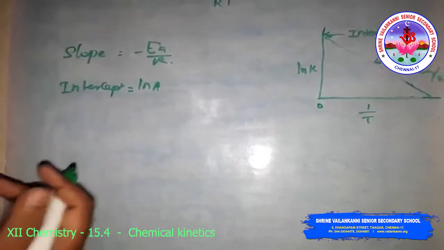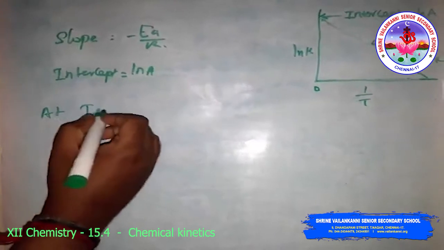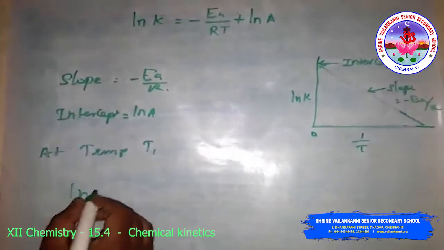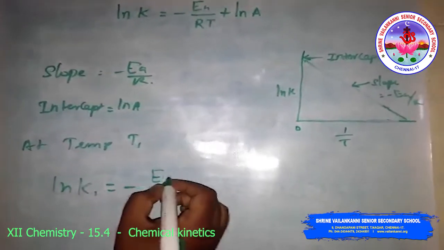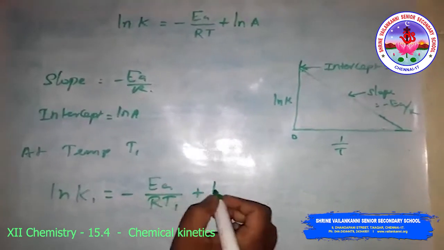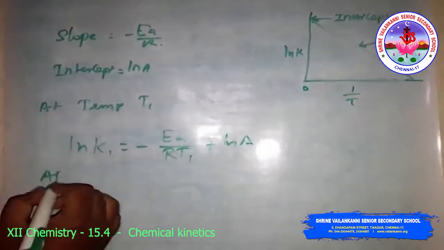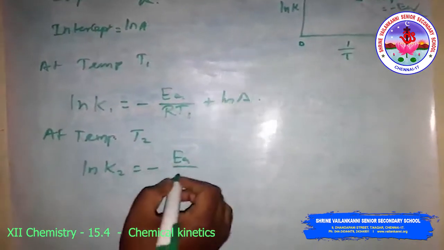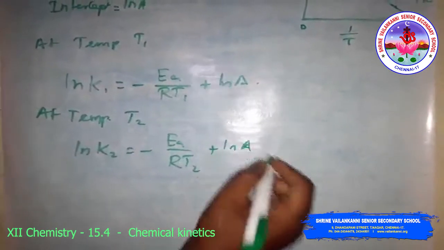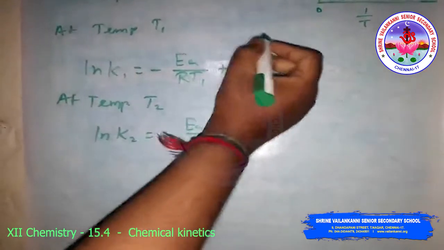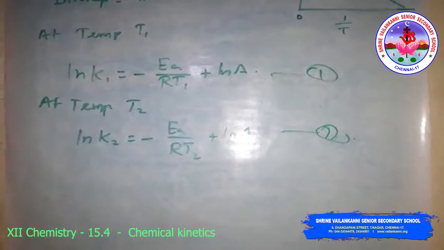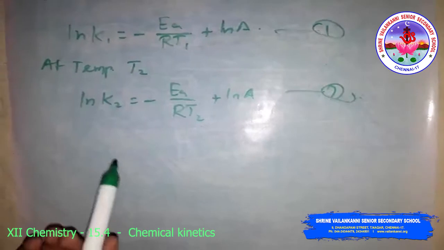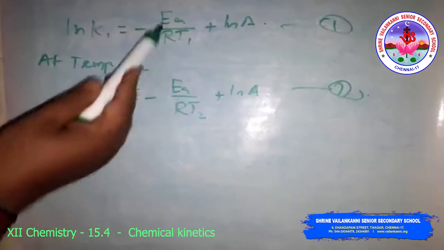So we can calculate the activation energy using the values at temperature T1. At temperature T1, the equation will be ln K1 is equal to minus Ea by RT1 plus ln A. At temperature T2, ln K2 is equal to minus Ea by RT2 plus ln A. Since A is a constant for a given reaction, K1 and K2 are the values of the rate constant at temperatures T1 and T2.